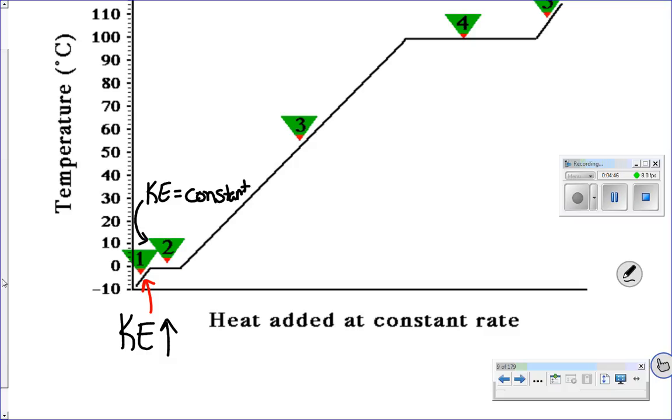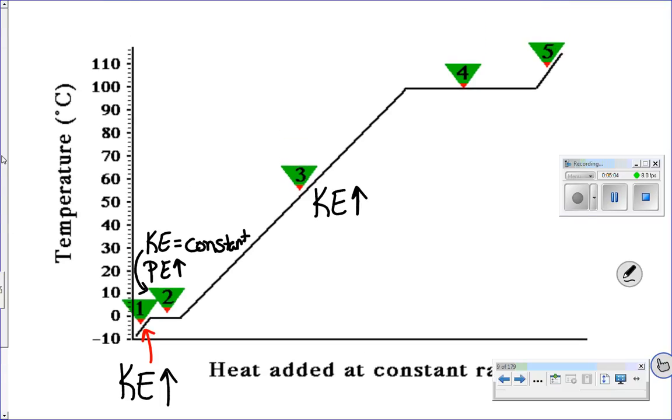However, I'm still adding heat, so what is changing? Potential energy is changing. As that heat is being added, potential energy is increasing. Region 3, again, is showing kinetic energy increasing. So our temperature is going up, our kinetic energy is going up.